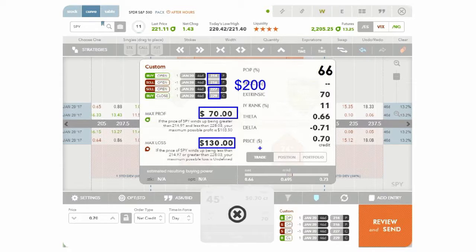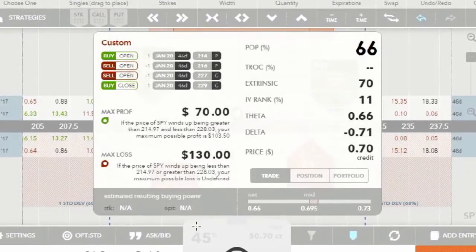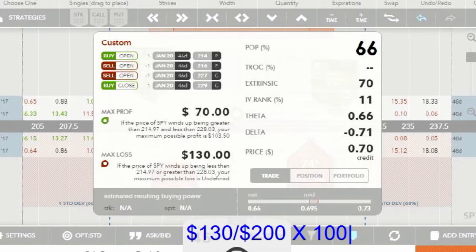So let's take a look at that shorthand POP formula now and see how that would work out. Because not everybody's going to have access to this software, but you still want to be able to work out these numbers when you set these things up. So what was our formula? Well, remember, it was the max potential risk, which is 130, divided by the width of the strikes, multiplied by 100 to give us the POP percentage, or our shorthand version of probability of profit.